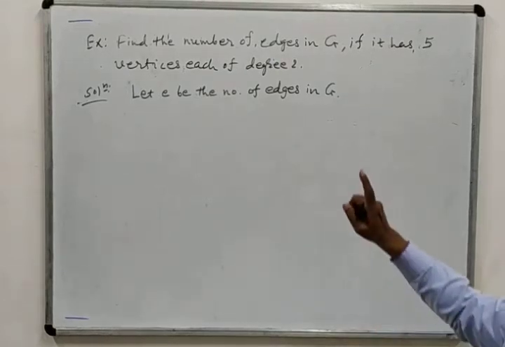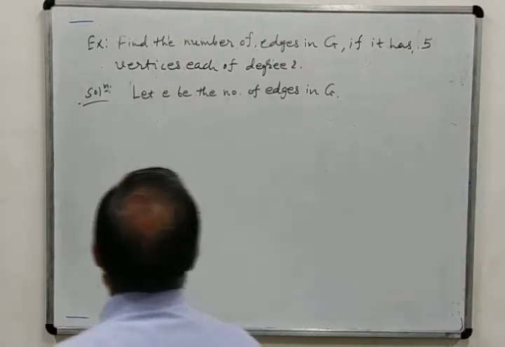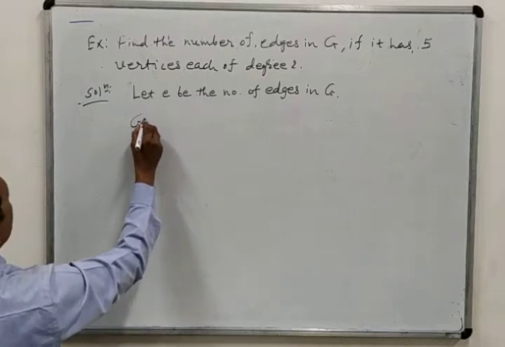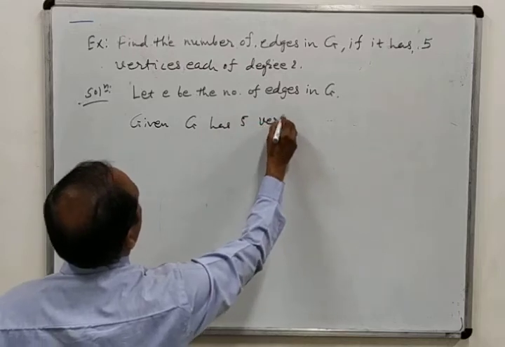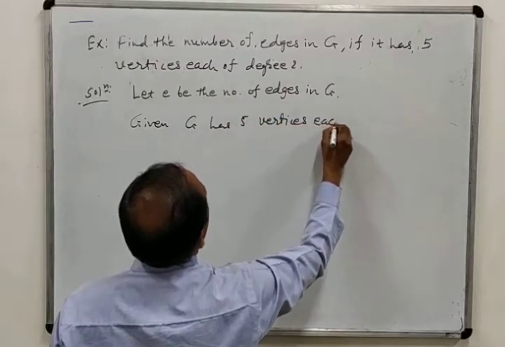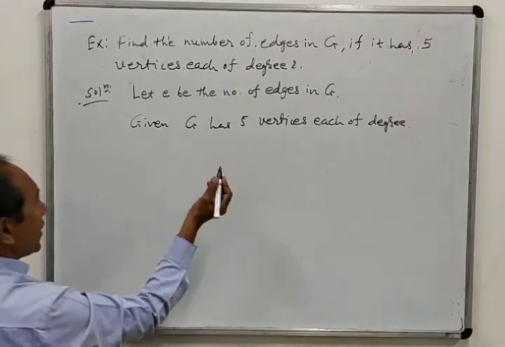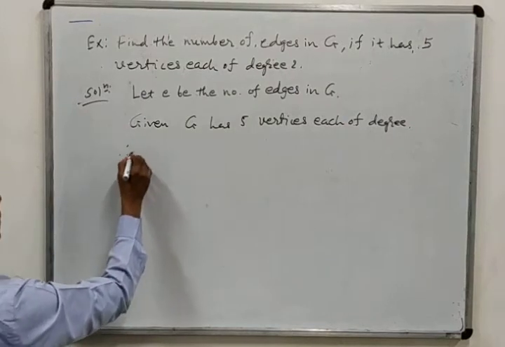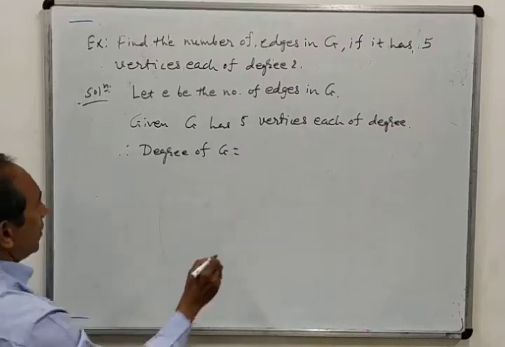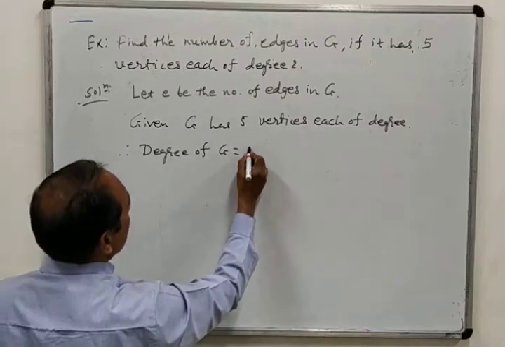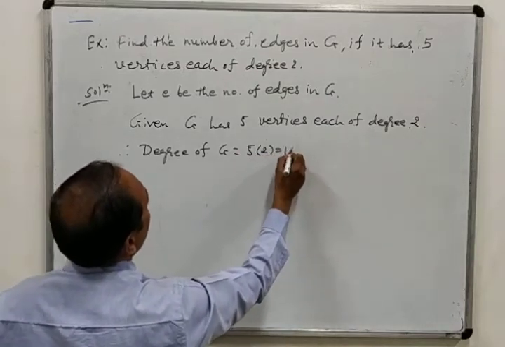Okay. So number of edges is E. We have assumed it has 5 vertices, each of degree 2. So now write down that given G has 5 vertices, each of degree 2. So what do we understand? We can find out the total degree. Therefore, degree of G means total degree. There are 5 vertices and each vertex is of degree 2. Therefore 5 into 2, that means 10 total degree.